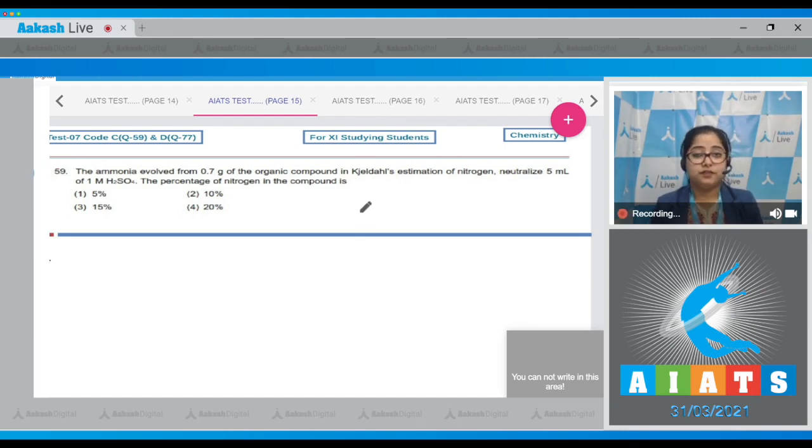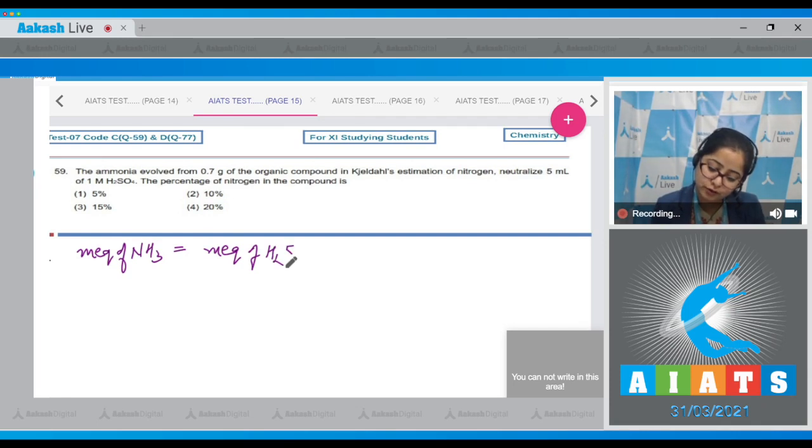Student, this is one of the very important questions. Here we have to calculate the percentage of nitrogen in the compound, and for that we need to know that the milli equivalent of ammonia evolved is equal to the milli equivalent of H2SO4, and we can calculate the milli equivalents of H2SO4. So we can calculate the milli equivalents of ammonia and then we'll be able to calculate the percentage of nitrogen. So this is equal to 5 multiplied by 1 into 2, which is equal to 10.